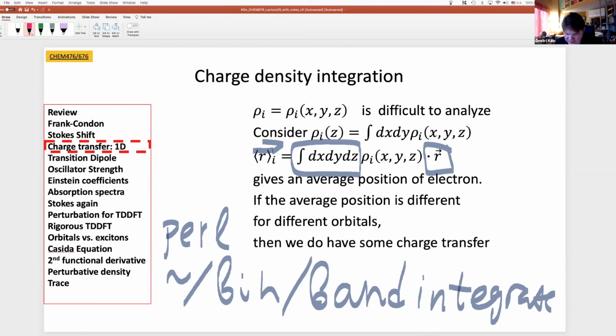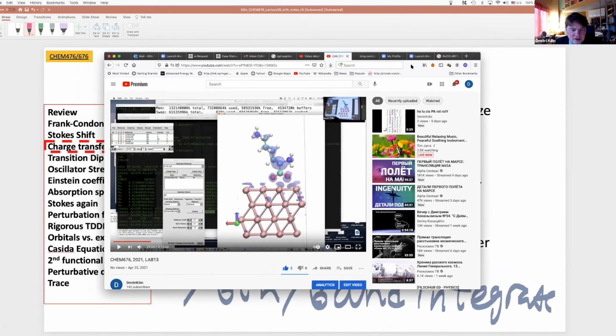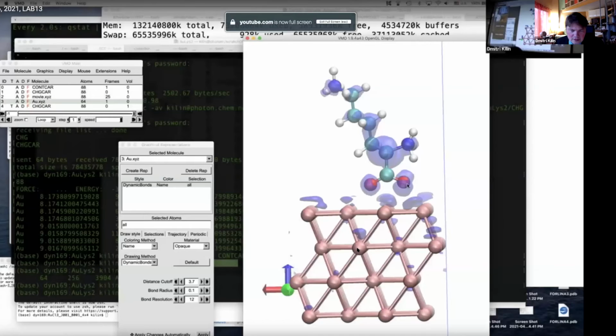Suppose we do have orbitals or just charge density. Yeah, here is something that I think it's related to. Yeah, in the last lab you showed something like this. So I think this one is spin density, spin up minus spin down. So why is such information, spatial distribution of charge density and orbitals, needed? What do we learn from it?